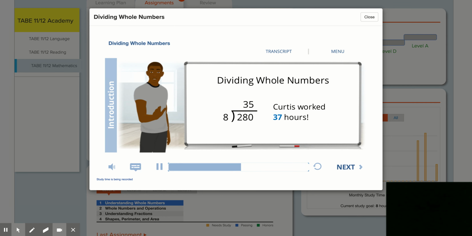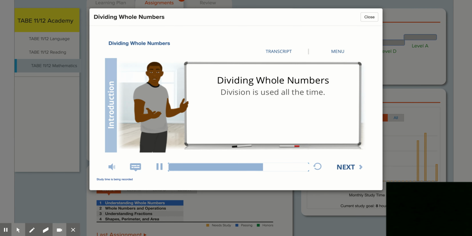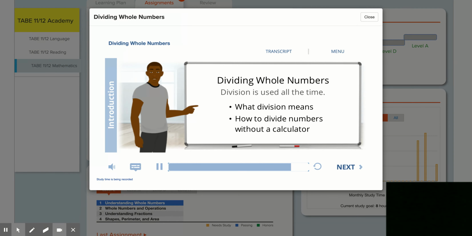See, he thought I was working 35 hours, but I really worked 37 hours. He was cool about it and cut me a new check, but I was pretty glad I knew how to divide. That's just one example, but I use division all the time. You will too, I bet. The better you know how to divide, the more uses you'll find for it. In this lesson, I'll show you what division means and how to divide numbers without using a calculator. I'll also solve some real-world division problems so you can see division in action.